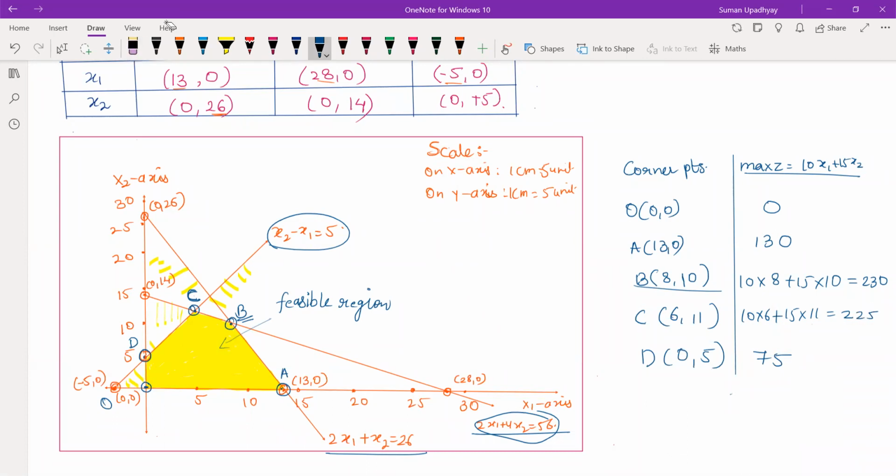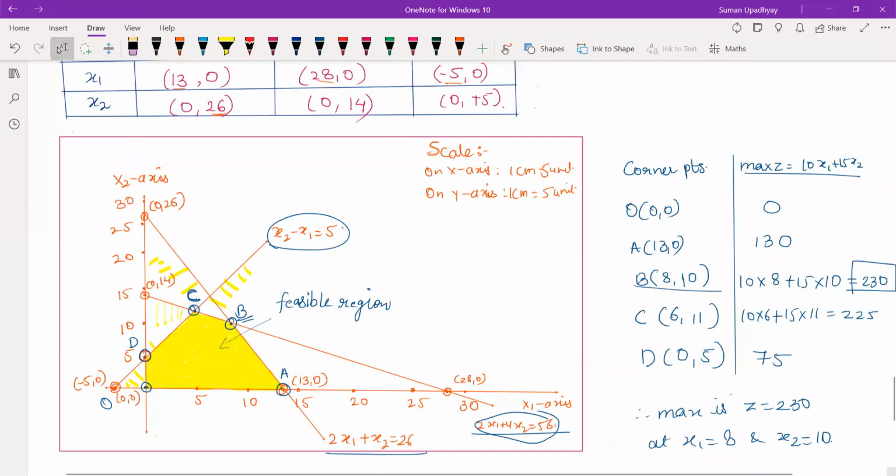So maximum कौन से points पे मिल रहा है हमें, maximum is 230 और 230 किस पे आ रहा है, B पर, 8,10. Therefore maximum is Z equals to 230 at x1 equals to 8 and x2 equals to 10. I hope this problem is understood to everybody, how to draw the graph. Any query, any doubt to anybody wants to ask anything?